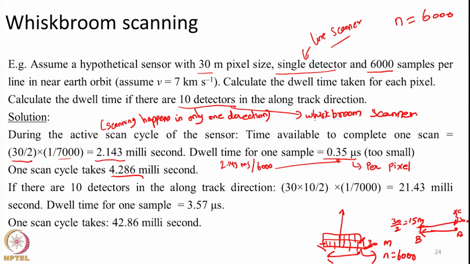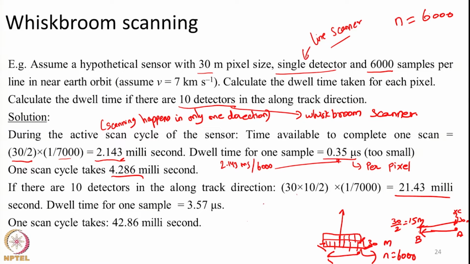like the active scan time is half the total time, then the time available for active scan is 2.143 into 10, because here for one detector we got 2.143 milliseconds, multiplied with 10 we will get 21.43 milliseconds, because as the number of detectors increases, the time available for data collection will increase.